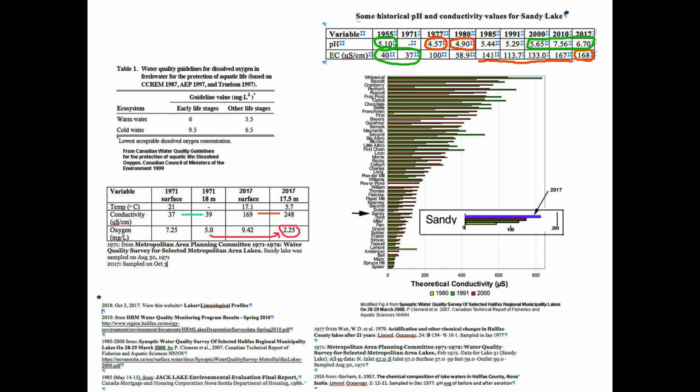What is a critical level? Well, it's going to be in this general area, and this is close to it. This is definitely down where you don't want it for salmonids for sure. And that's just one measurement, but it's a measurement.